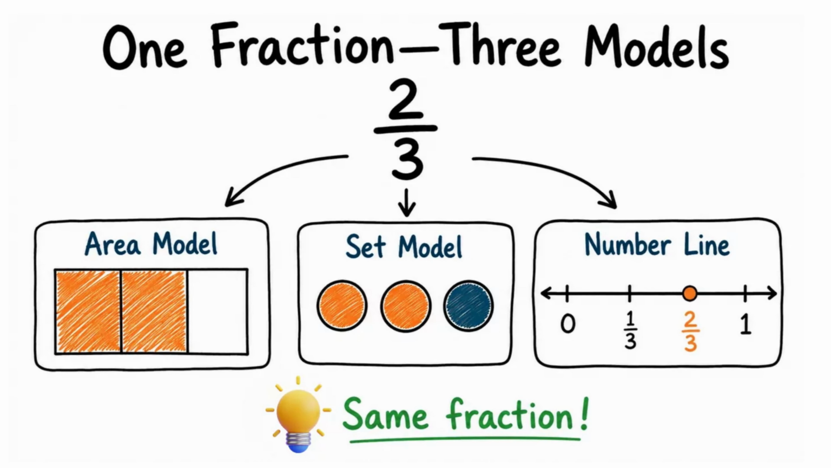Let's represent 2/3 in 3 different ways. For the area model, divide one whole into 3 equal parts and shade 2. For the set model, use a group of 3 objects and select 2. For the number line, divide the distance from 0 to 1 into 3 equal intervals. Then move 2 intervals from 0.